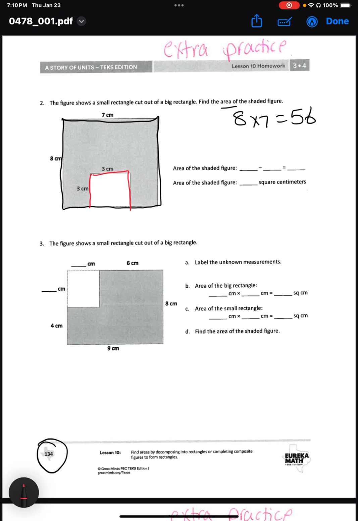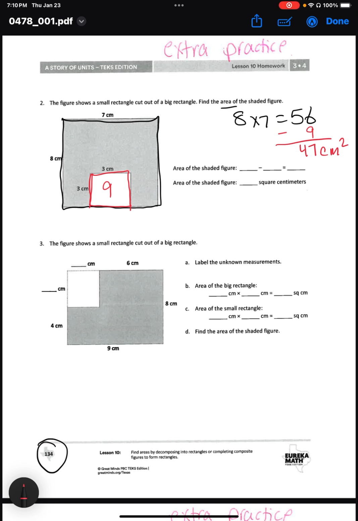There's a cutout here. The area of the cutout is going to be 3 times 3, which is 9. To find the area of the shaded section, we take the total area, which is 56, subtract what was taken away, which is 9, and we are going to end up with an area of 47 centimeters square. So 47 square centimeters are what's needed to cover the shaded space.